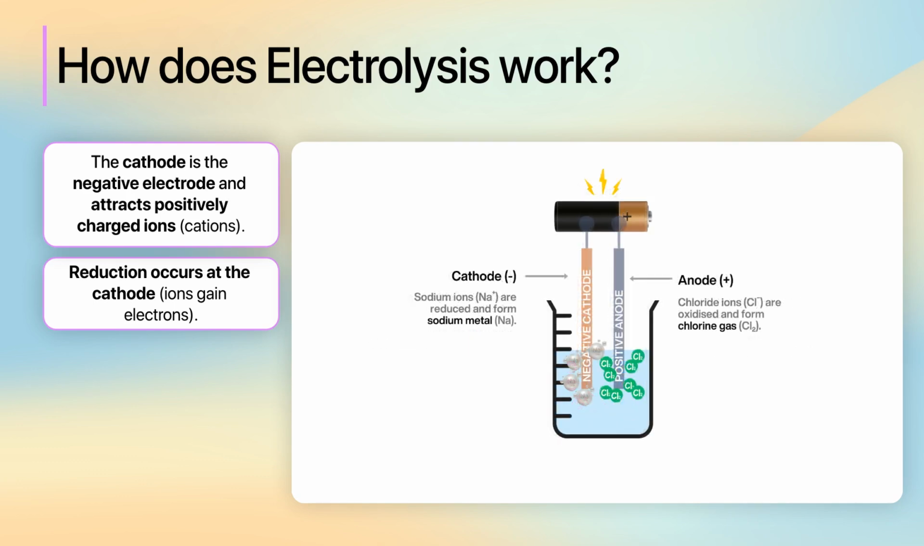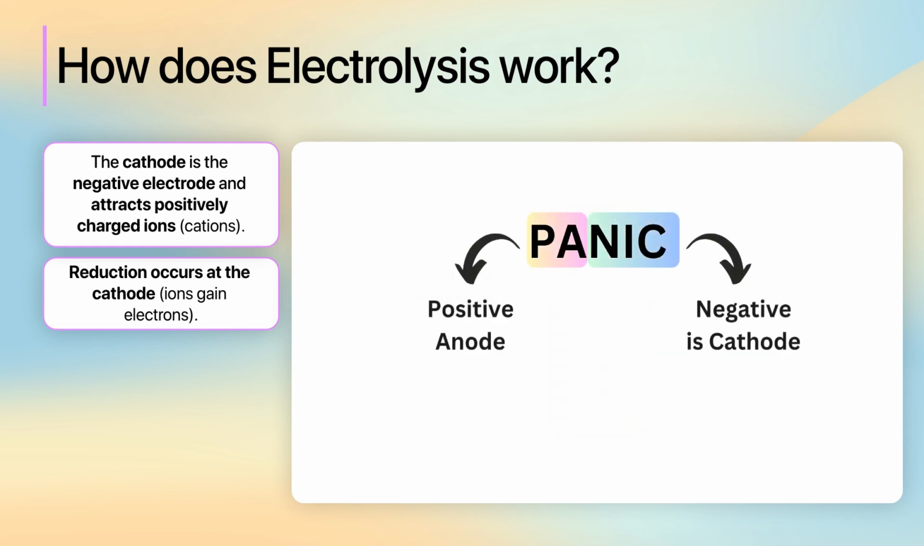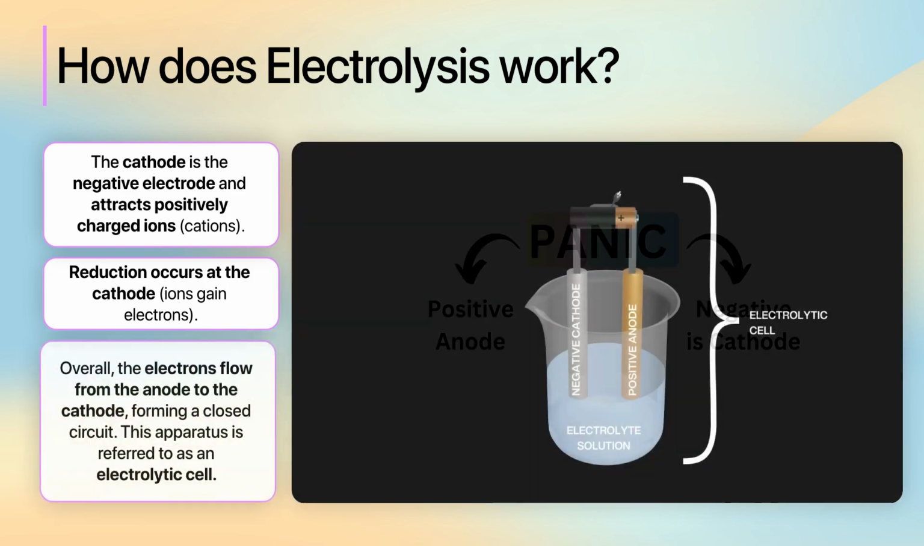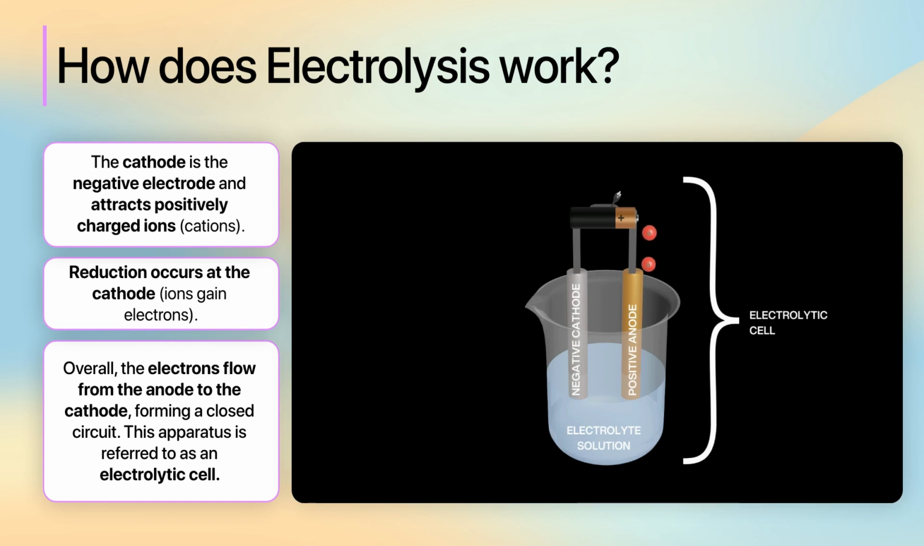sodium metal, Na. One way to remember that cathodes are negative and anodes are positive is to use a mnemonic, such as PANIC. Positive is anode, negative is cathode. Overall, the electrons flow from the anode to the cathode, forming a closed circuit. This apparatus is referred to as an electrolytic cell.